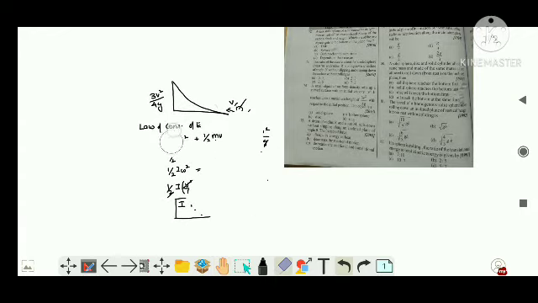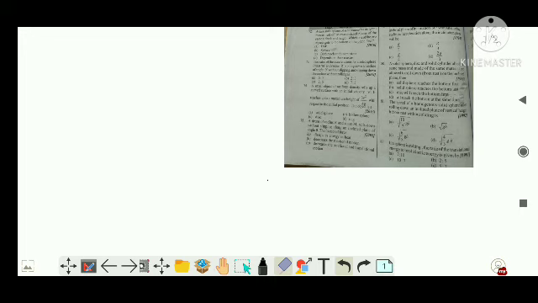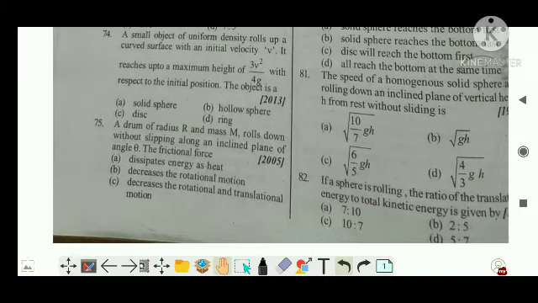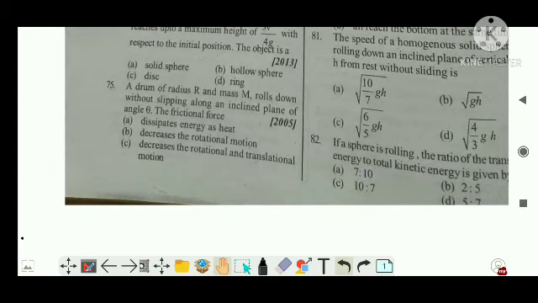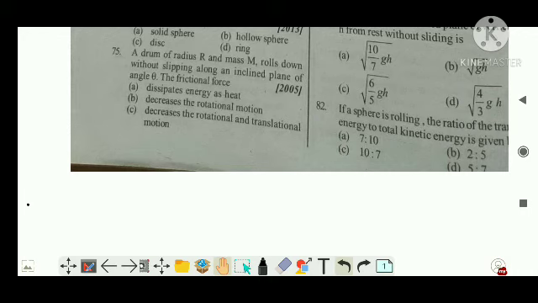Right, now let's move on to the next question. Let me rub this section, guys. Okay, so a drum of radius r and mass m rolls down without slipping along an inclined plane. The frictional force... So you are given 4 options. What happens to the frictional force? It is very easy if you understand the scenario, guys. A drum is there with radius r and mass m, and it is rolling down without slipping.